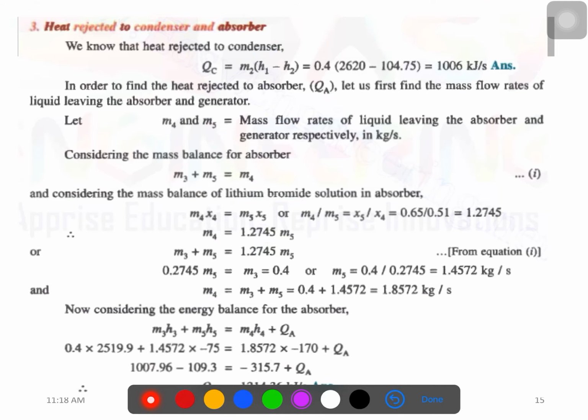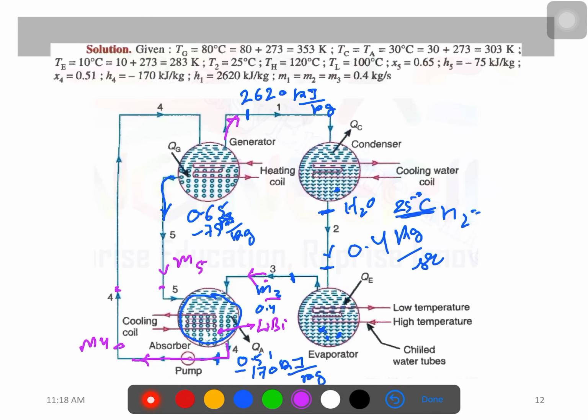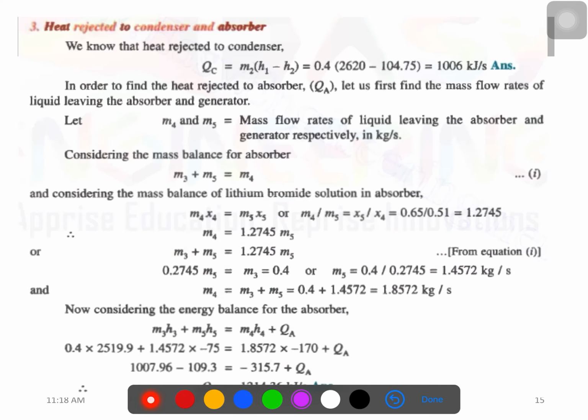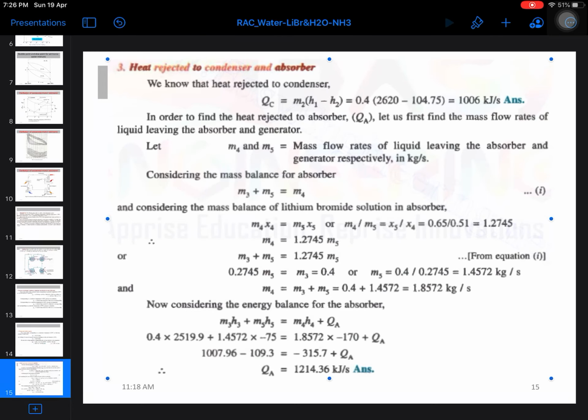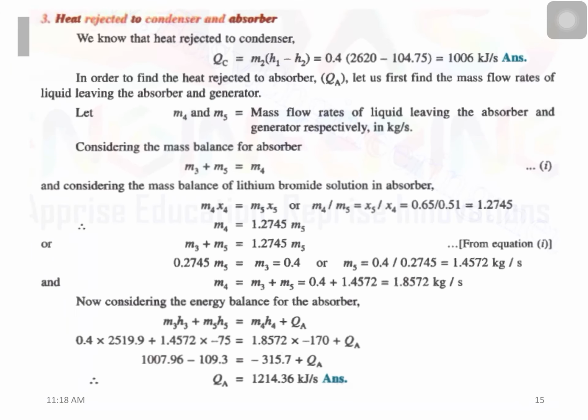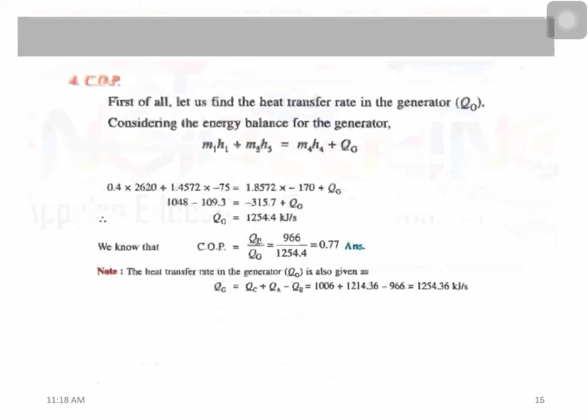Then we can go for the energy balance. In the energy balance, you can see M3 H3 plus M5 H5 equals M4 H4 plus QA, where QA is the energy going out from the system. Okay, we balance this, then you can get the heat, whatever the heat is there. Okay, heat rejected from the absorber.